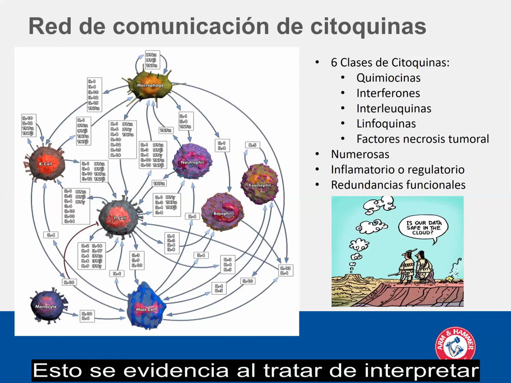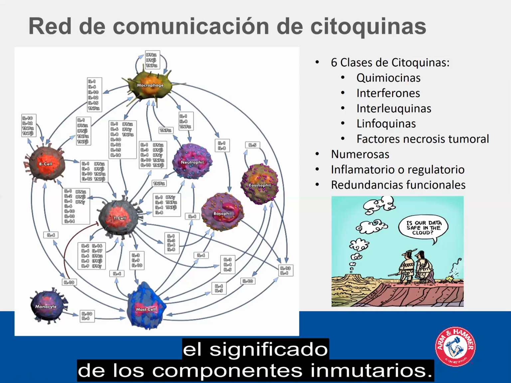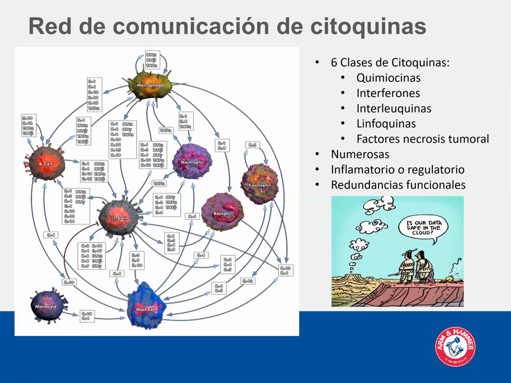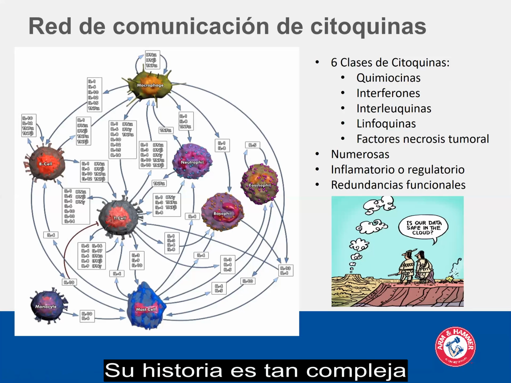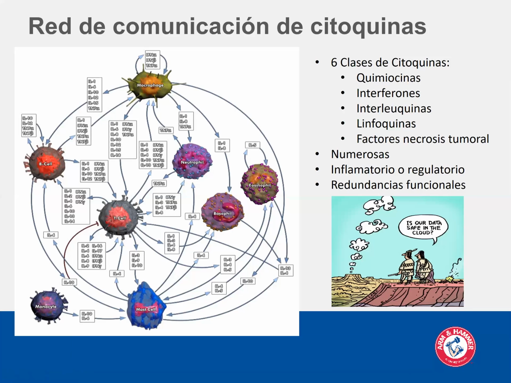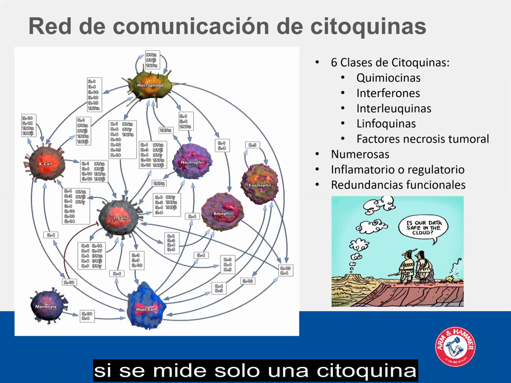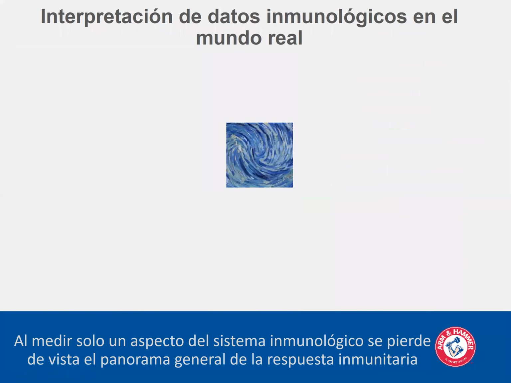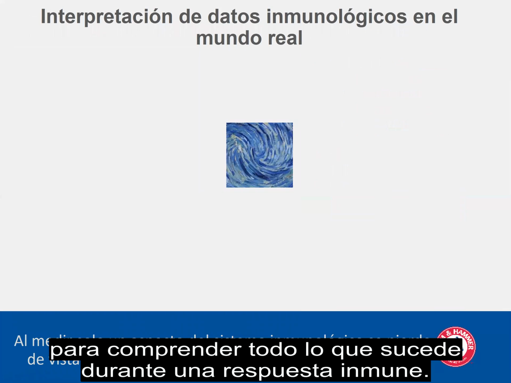So you can see now when you start to try to interpret immune measurements for what they really mean, the story is so complex that it becomes extremely difficult, if you measure just a single cytokine, to really see the big picture of what's happening in the immune response.